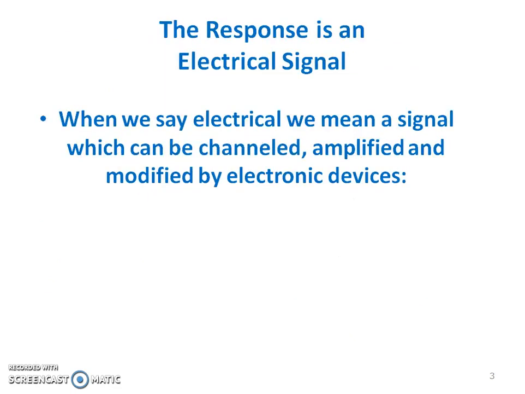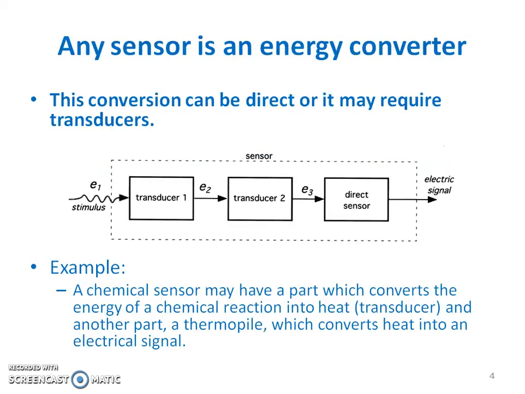So the response from the sensor is an electrical signal. When we say electrical, we mean a signal which can be channelized, amplified, and modified by any electronic devices. So any sensor is an energy converter. It converts one form of energy into another. This conversion can be direct or it may require transducers.